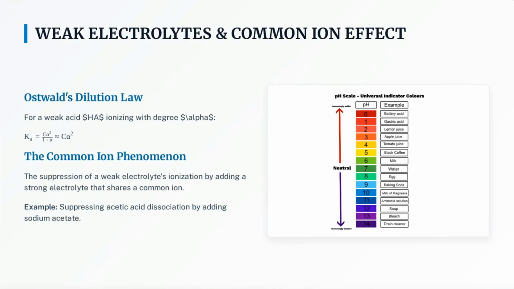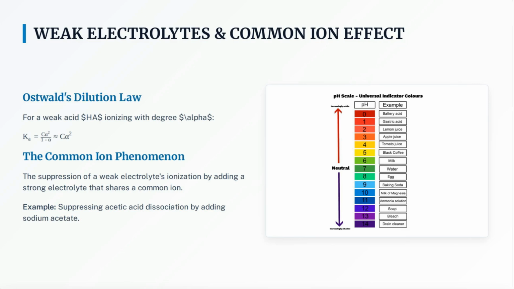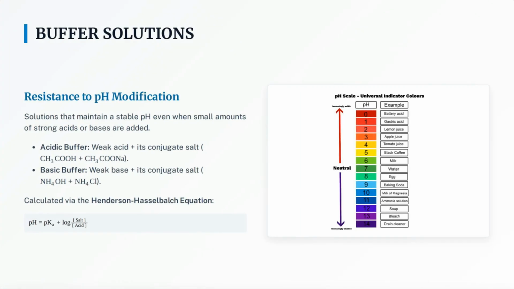Ostwald's dilution law applies to weak electrolytes. The common ion phenomenon describes the suppression of a weak electrolyte's ionization when a strong electrolyte sharing a common ion is added, shifting the equilibrium. Buffer solutions resist changes in pH when small amounts of strong acids or bases are added. They consist of a weak acid and its conjugate salt, or a weak base and its conjugate salt. The Henderson-Hasselbalch equation calculates buffer pH.